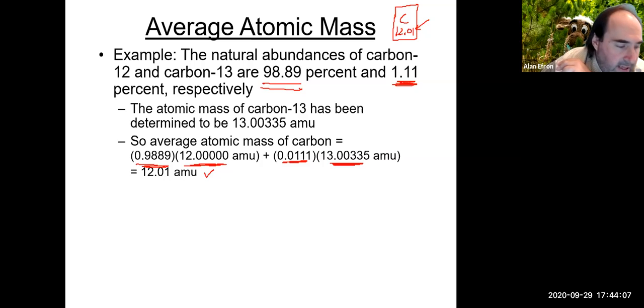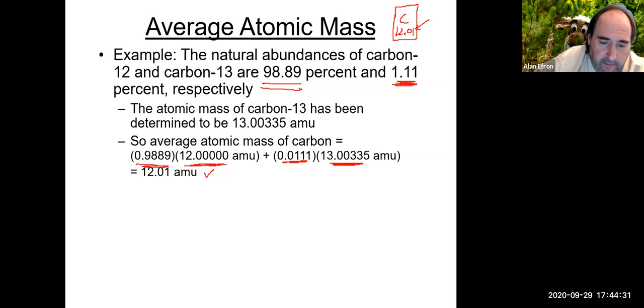So what we are actually seeing on the periodic table is the average atomic mass of each of those elements, and it's the average atomic mass of all the naturally occurring isotopes for that particular element. And when we use the atomic mass off the periodic table, usually 4 significant figures is what we go with.